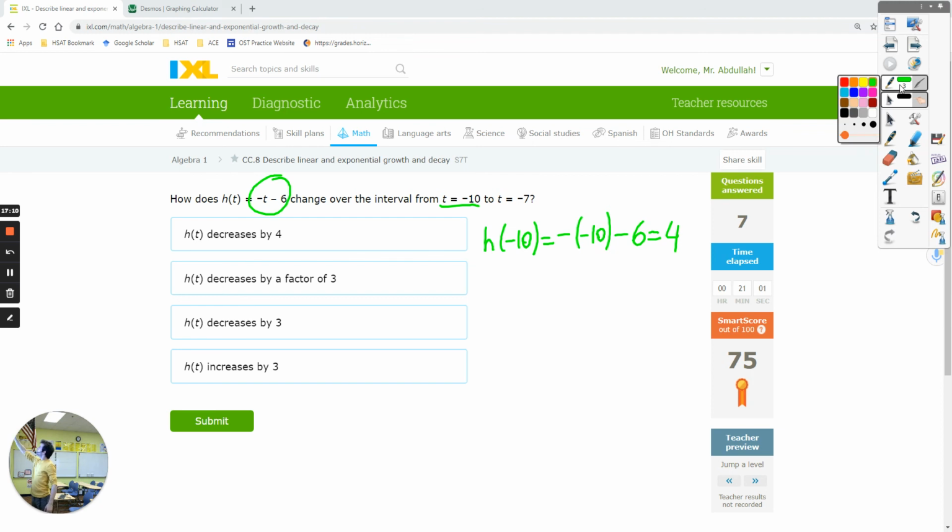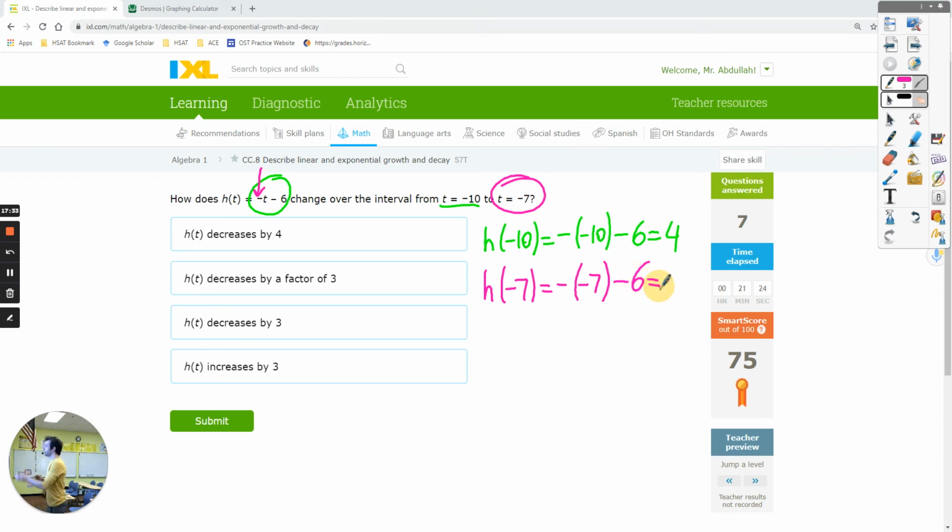Now do the same thing with t equals negative 7. h of negative 7 equals, rewrite the whole thing. It says negative t, so that negative comes from the function, and now my t is negative 7, so I need another negative in there. Minus 6 comes from the function. Now negative negative 7 turns into positive 7. Minus 6 equals 1.